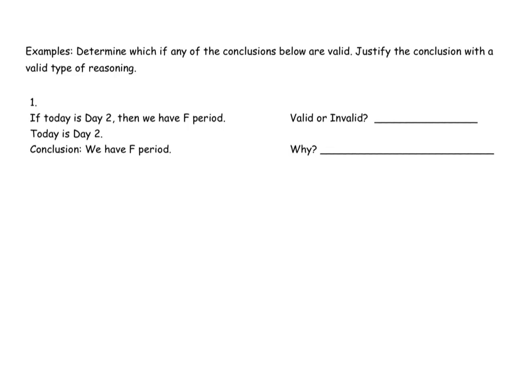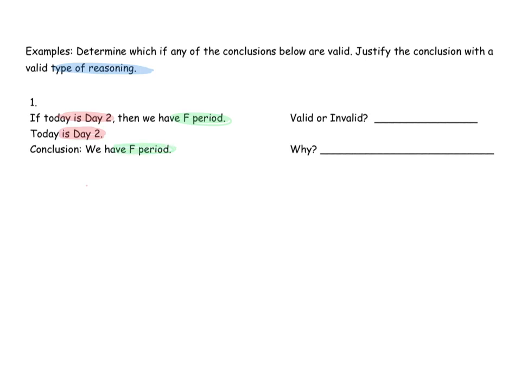So we're going to color code four examples to see if they fall into the valid or invalid category. And if they're valid, we want to know which type of reasoning we used. There are only three types of valid reasoning that we've learned, and we will have to use one of those to show that something is valid. So I'm going to color code everything, and then label it with P and Q. Let's look at the first one. It says, if today is day 2, then we have F period. We're also given, again given as true, that today is day 2. And someone wants to conclude that we have F period.